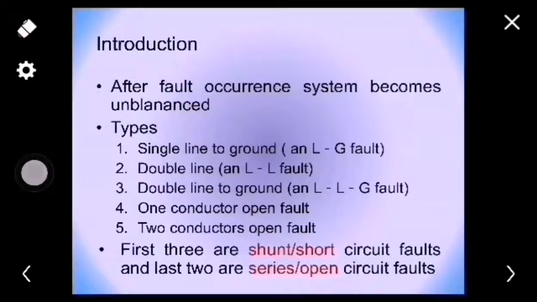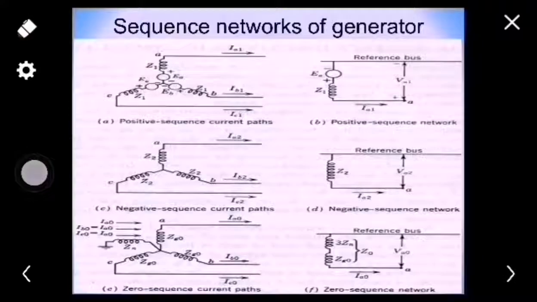Now before proceeding further to analyze these faults, we are going to take a look at the representation of synchronous generator in terms of sequence networks. We have already learned symmetrical components and representations of sequence components for various power system components. When synchronous generator is unloaded, we can represent positive sequence network, negative sequence network and zero sequence network using this equivalent circuit model. Positive sequence network will always have a source in single phase representation.